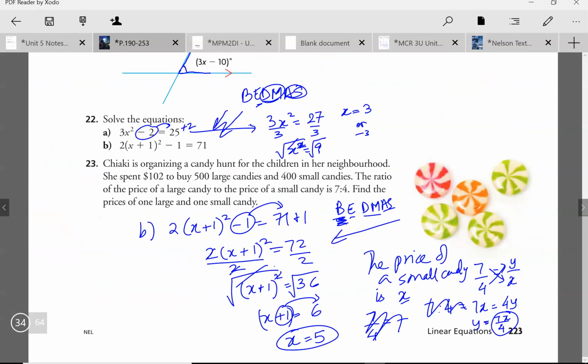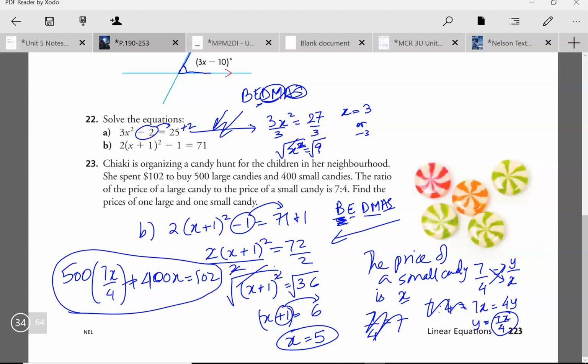And then therefore you have to do 500 times 7x/4 plus 400 times x equals 102, and then solve that for x. That is quite complicated, and it does involve fractions. I don't know if we'll do that later, but for those of you who are looking for a challenge, I'd recommend thinking about this, and how I got this. If you can understand that, that's good. So, yeah, take a look at that.